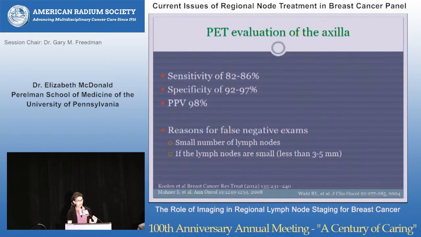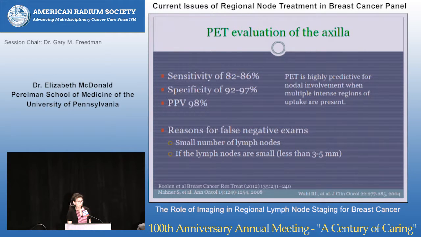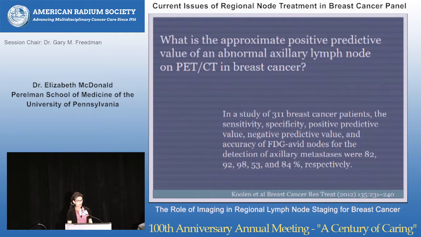So PET has also a very good sensitivity, 82 to 86%, specificity of 92 to 97%, but a very high PPV of 98%. Reasons for false negative exams on PET are a small number of lymph nodes, but it's highly predictive when multiple intense regions are present. So the PPV of an abnormal axillary lymph node on PET is 98%, and that's a SAM pink star there.